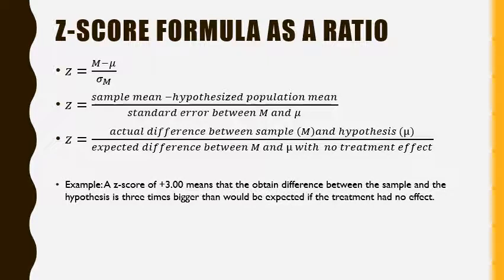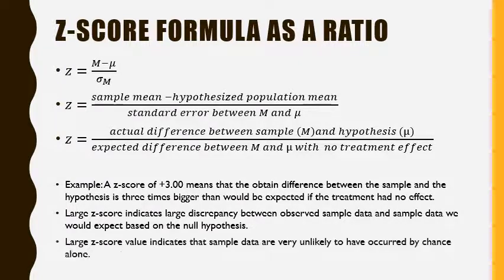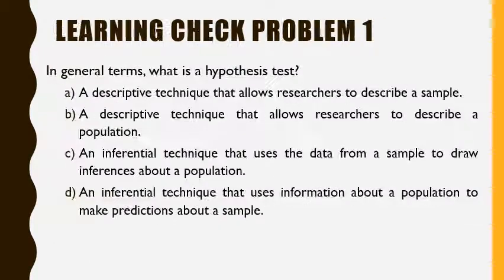So an example, a Z-score of +3 means that the obtained difference between the sample and the hypothesis is 3 times bigger than would be expected if the treatment had no effect. A large Z-score indicates a large discrepancy between the observed sample data and the sample data we would expect based on the null hypothesis. A large Z-score value indicates that the sample data are very unlikely to have occurred by chance alone. The values are so extreme that the treatment probably did make a difference.